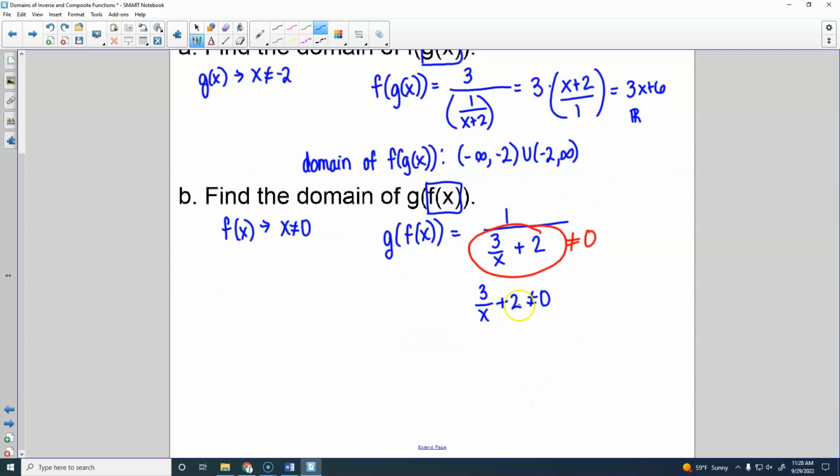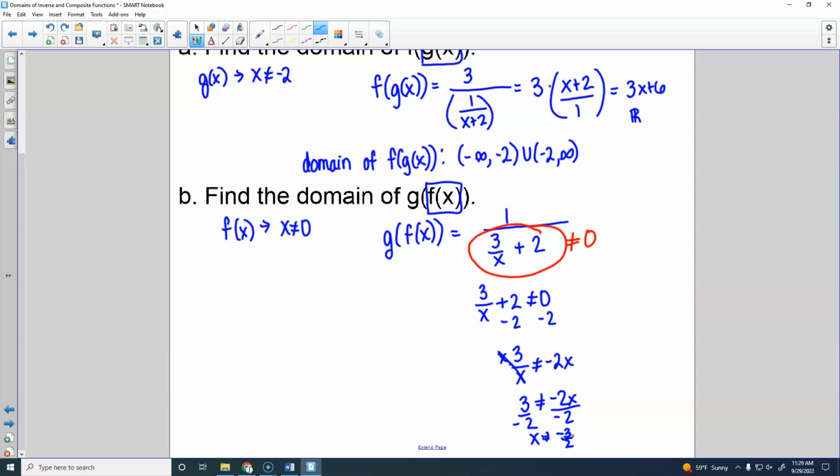And we just solve this like an equation. So I would subtract 2. So 3 over x cannot equal negative 2. Oh, what do I do here? Multiply by x, because x is in the bottom. We can't solve for x while it's in the bottom. We need to get it out. So 3 cannot equal negative 2x. So divide by negative 2. So x cannot equal negative 3/2.